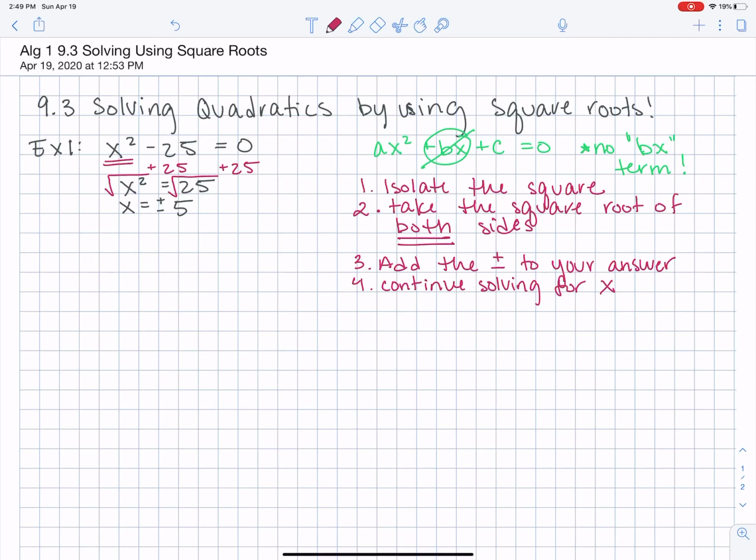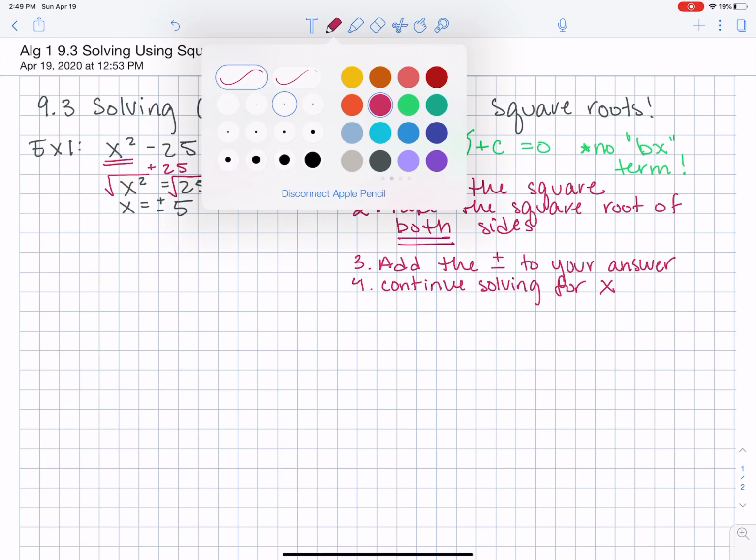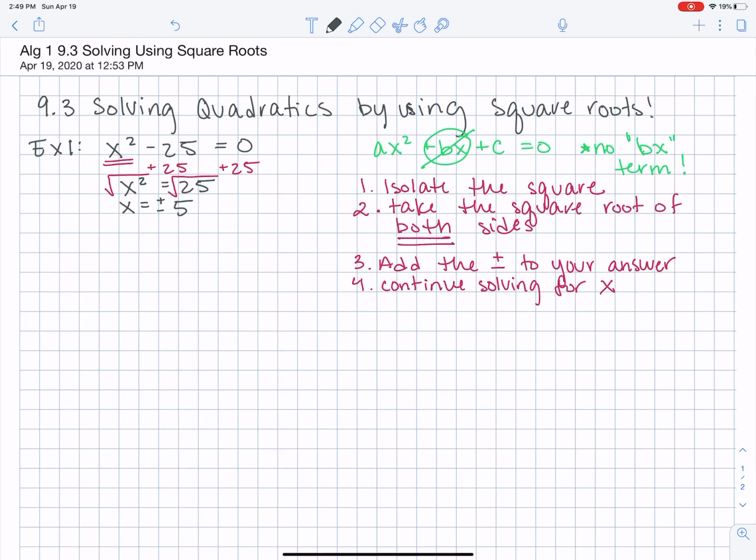But for right now, we have x isolated. We know that x is equal to 5 and x is equal to negative 5. So I can go ahead and box this answer right here. And that's what that little plus or minus means, that it's those two answers. So the two roots of it are 5 and negative 5. Okay, so let's try a few more of these.